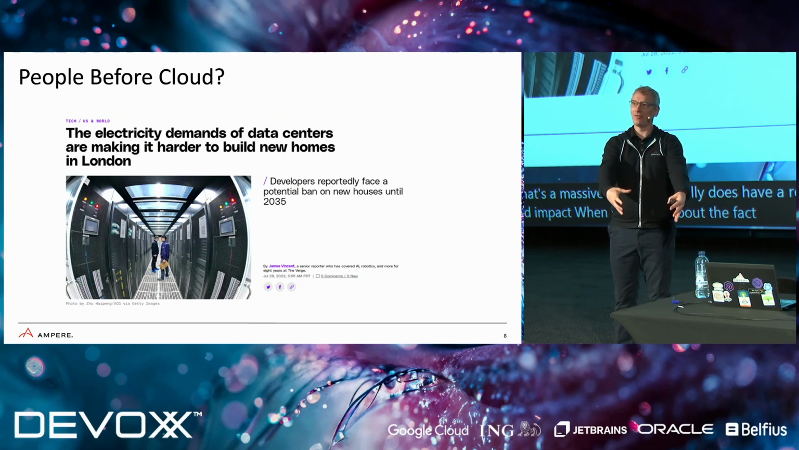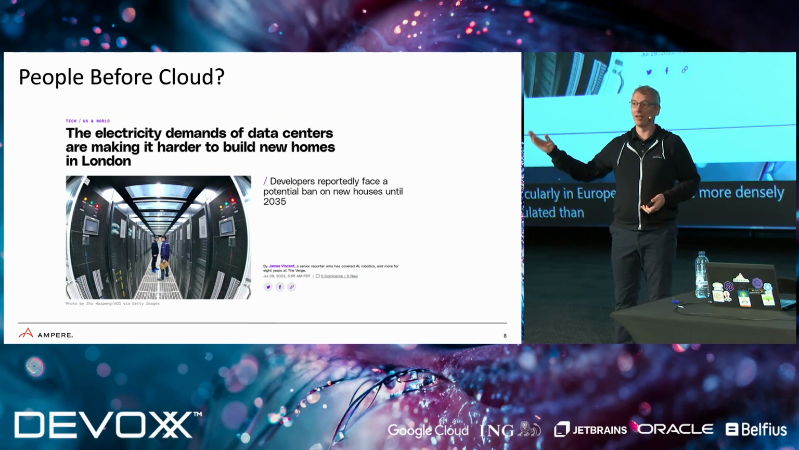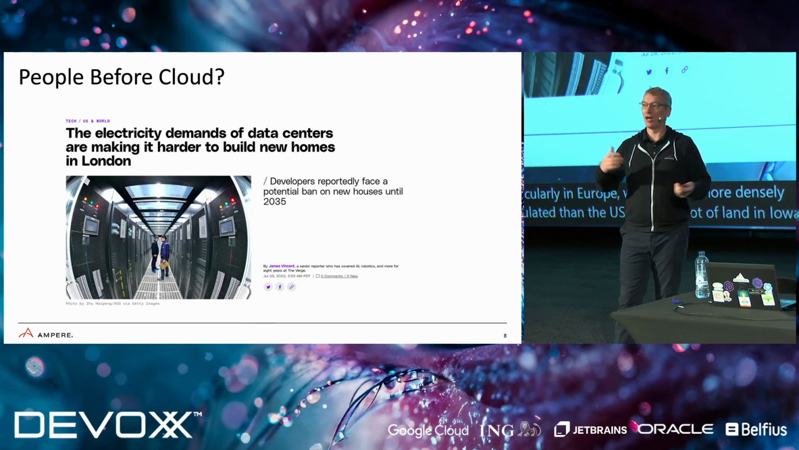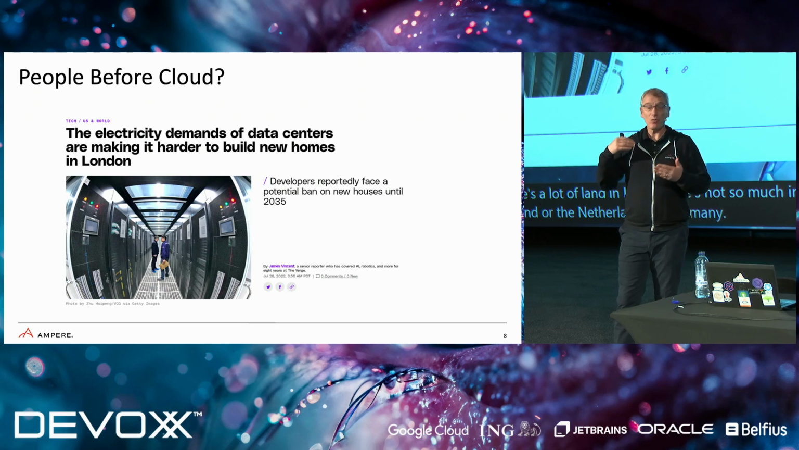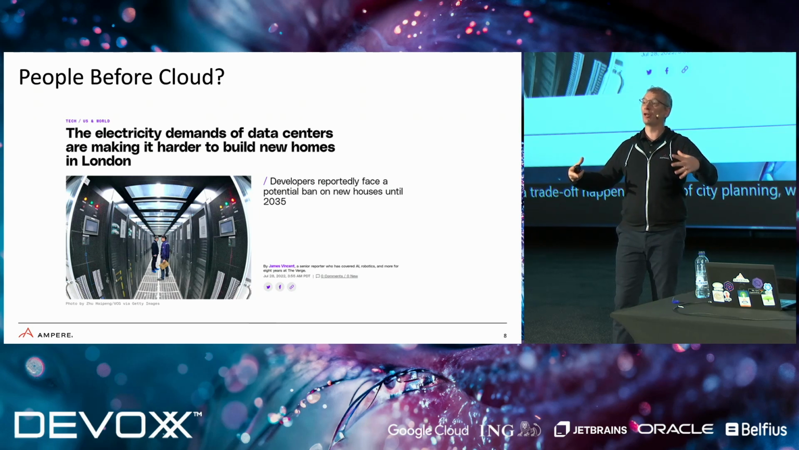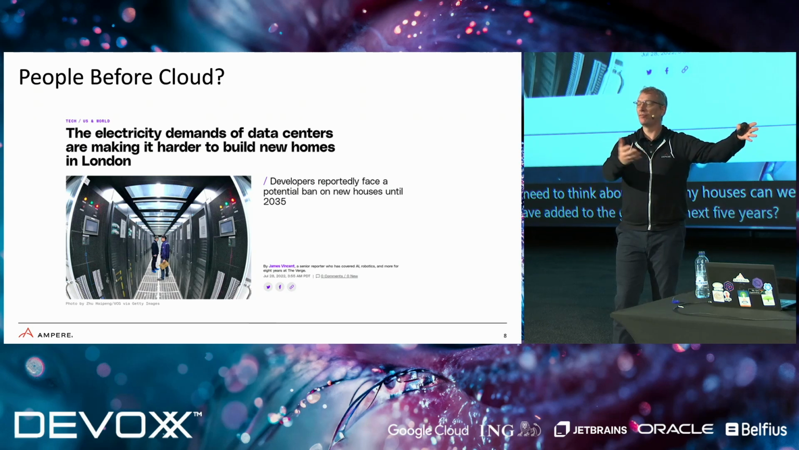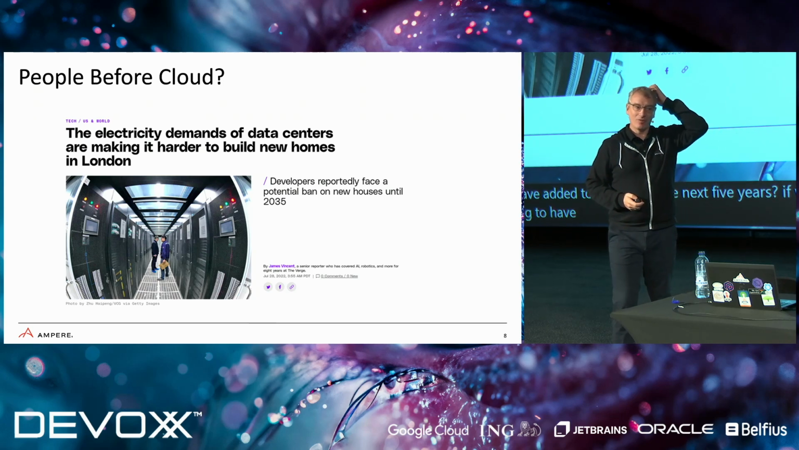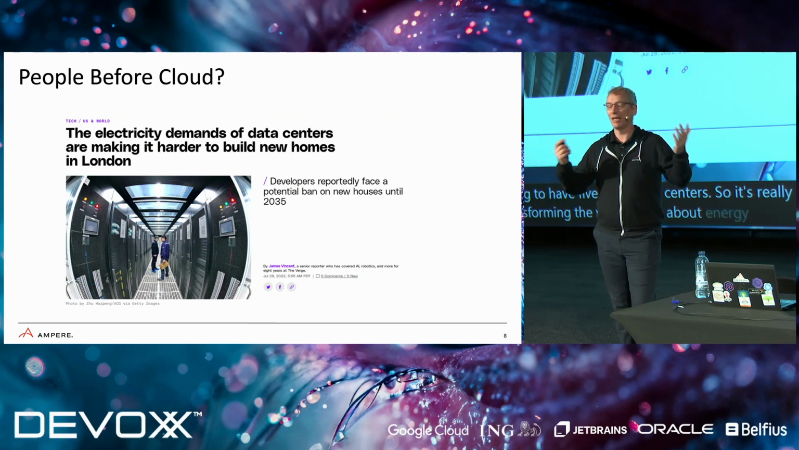the demands that data centers are putting on electricity grids, particularly in Europe, where we're more densely populated than the US. You know, there's a lot of land in Iowa. There's not so much in Ireland or the Netherlands or Germany. We're starting to see a trade-off happen in terms of city planning, where you need to think about how many houses can we afford to have added to the grid in the next 5 years if we're going to have 5 more data centers. So it's really transforming the way we talk about energy and the way we talk about the cloud, AI, et cetera.